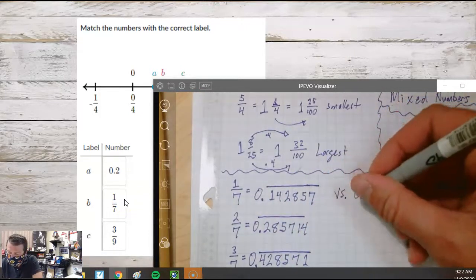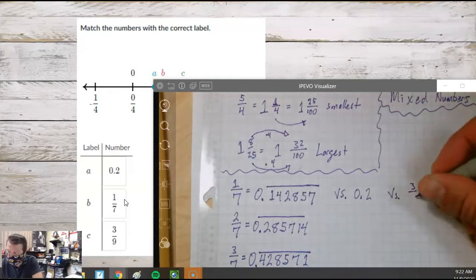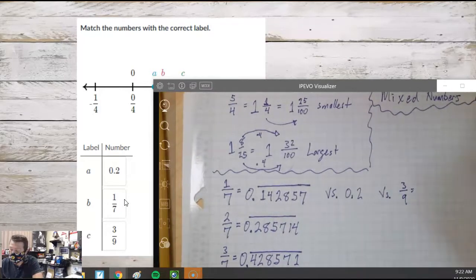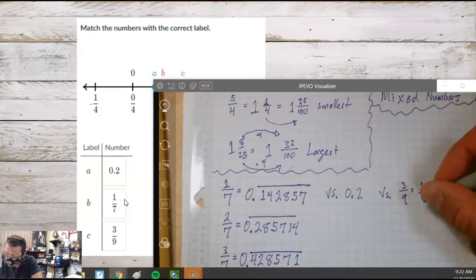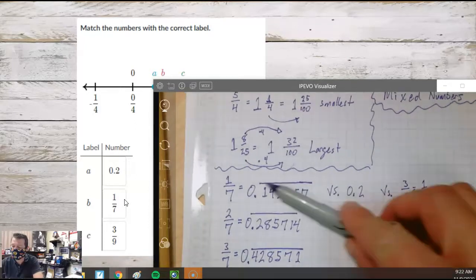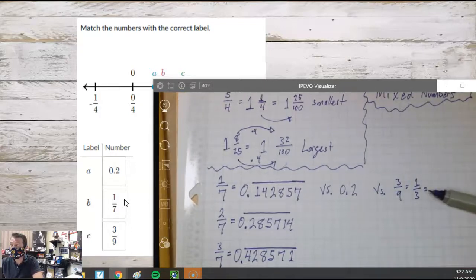versus 0.2 versus 3/9. Now, can anyone tell me another way to think about 3/9? 1/3. 1/3. Now, do we remember anything special about 1/3 when it converts to a decimal, since it looks like we're going to work in decimals for this problem? Anyone know anything special about the thirds?